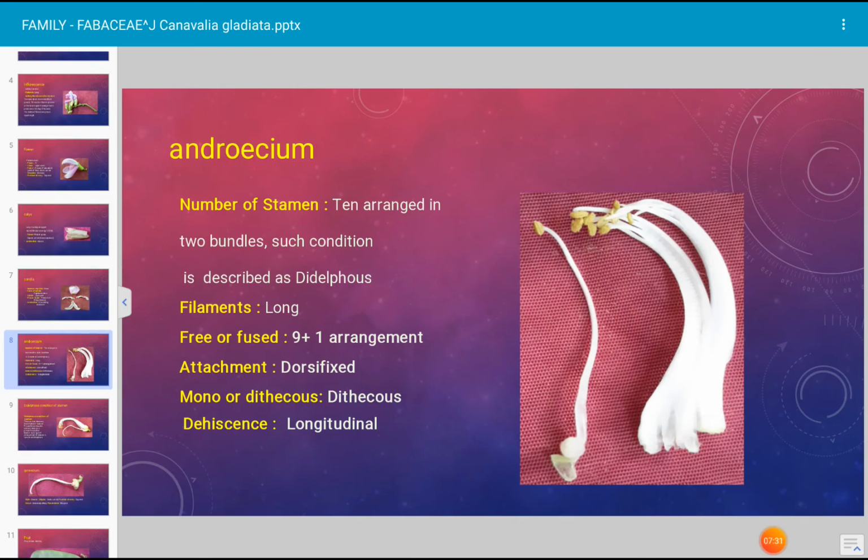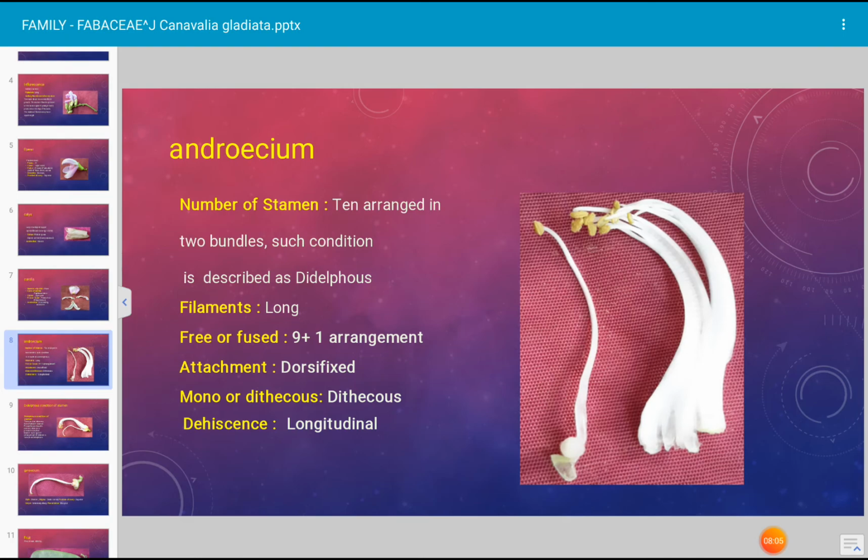Attachment of the anther to the filament is dorsifixed. See in the photograph, the dorsal side of the anther lobe is attached with the filament. Anther and filament together are known as stamen. And the anther is dithecous. Di means 2, dithecous anther, 2 cells. Next, its dehiscence. After maturity of the pollen grains, naturally the anther splits open by a longitudinal slit.